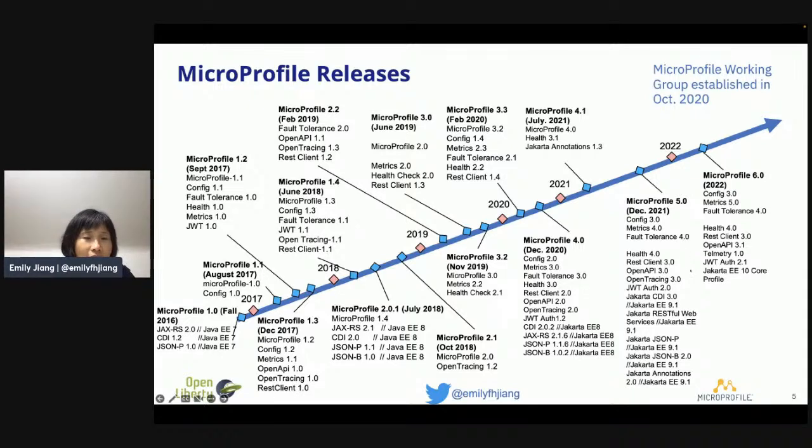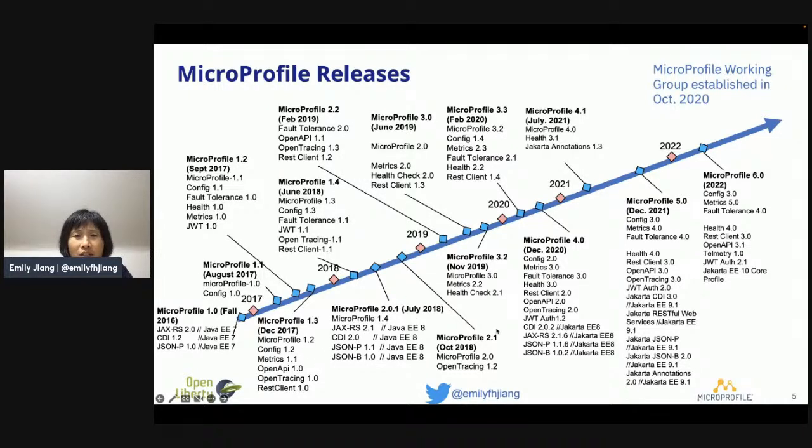I want to bring your attention to one thing: MicroProfile actually adopts Java EE and then Jakarta EE technologies. In 1.0, there was nothing new in MicroProfile added except these 3 Java EE 7 specs: JAX-RS, CDI, and JSON-P. And then in MicroProfile 2.0, we upgraded from Java EE 7 to Java EE 8. So we have JAX-RS 2.1, CDI 2.0, and JSON-P and JSON-B.